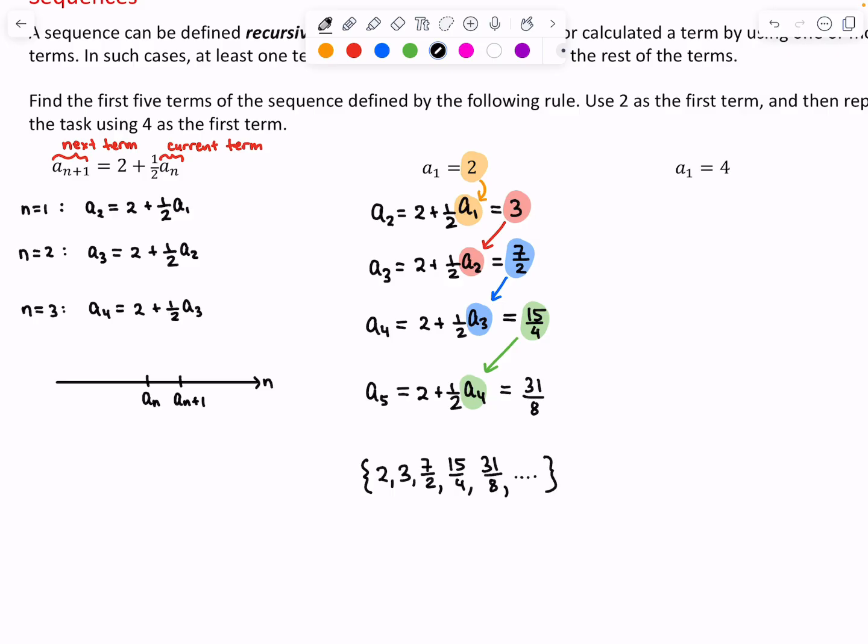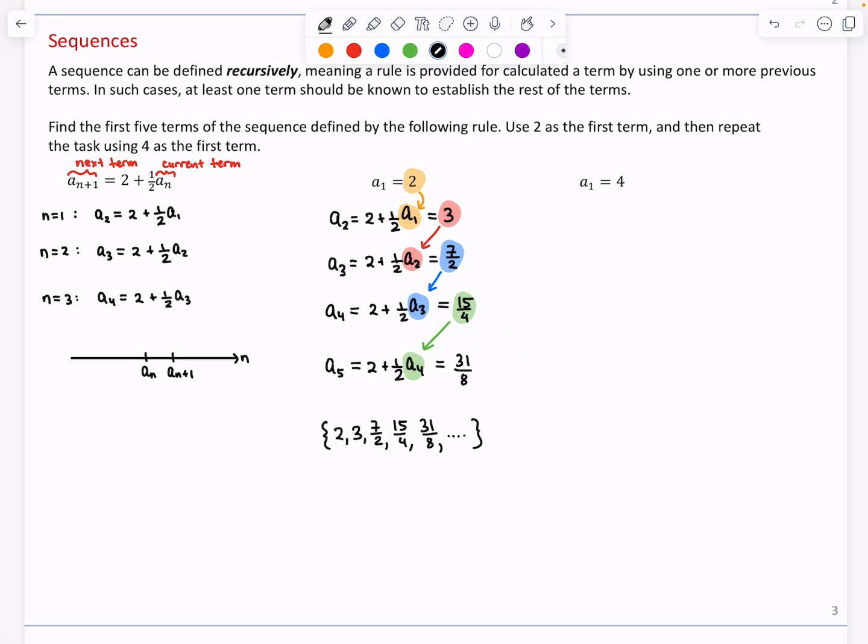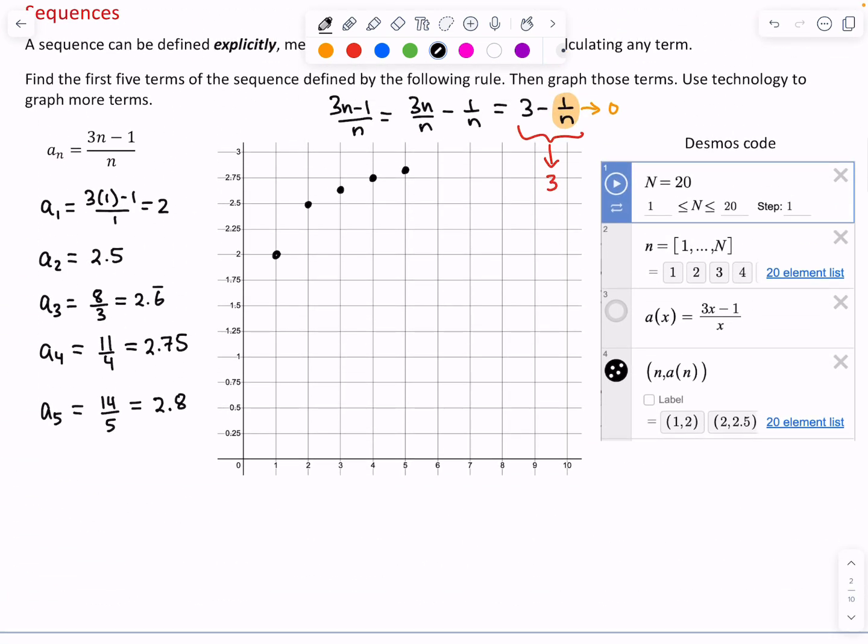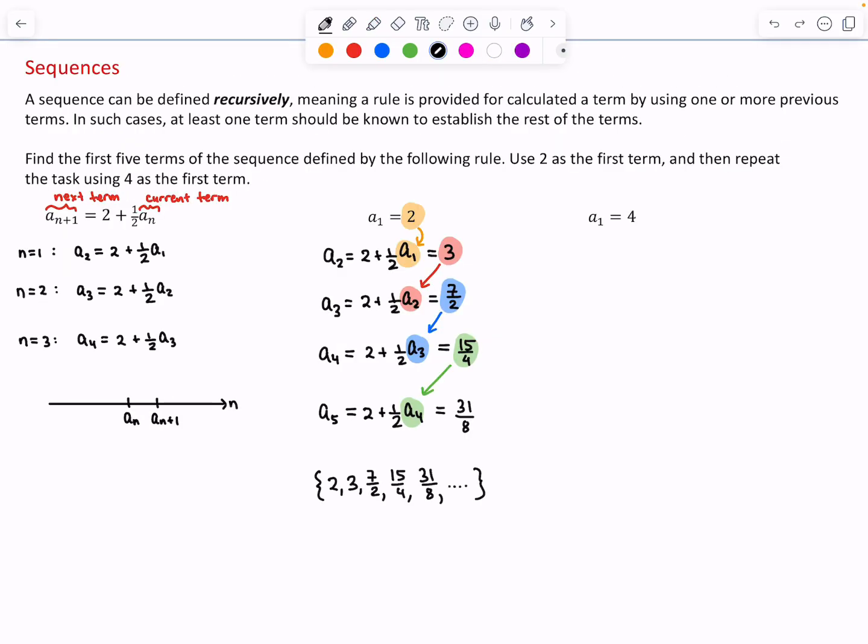Notice that given a recursive definition, it would be difficult to jump ahead in the sequence, say to find the 100th term, because in order to know the 100th term, you need to know the 99th term, but then you need to know before that the 98th term, etc. Whereas for an explicit sequence, I can easily jump to the 100th term by simply changing the n's to 100 and calculating. Okay, let's repeat this task with 4 being the first term.